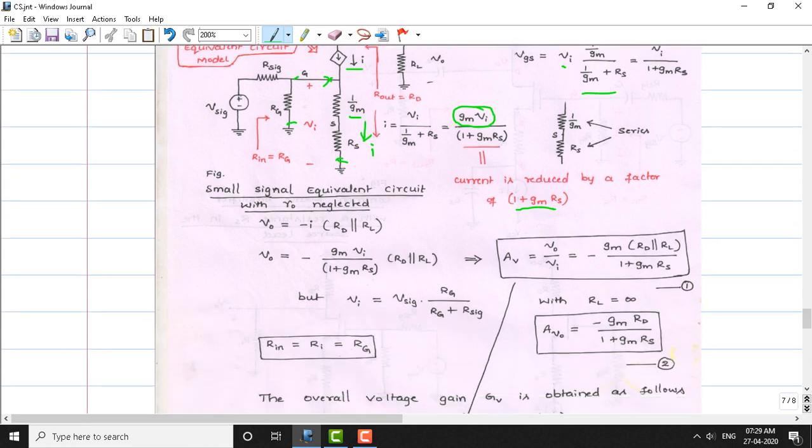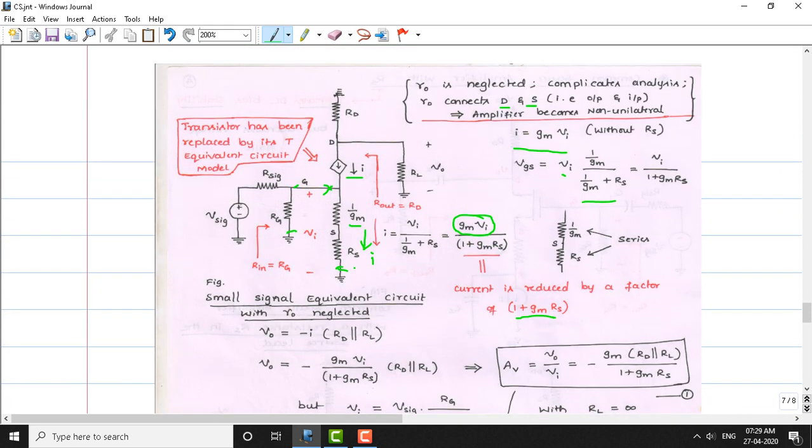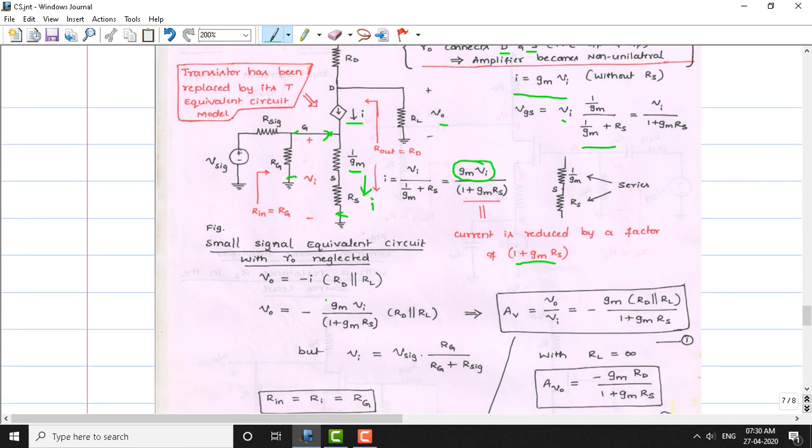Okay, now we will proceed with other derivations. To derive the expression for output voltage, we know that these two resistances can be made into a single resistance since they are in parallel. So the total resistance becomes Rd parallel with RL. Now the output voltage will be equal to minus I, because the current is going from the ground, so minus I times Rd parallel with RL. This is the expression for output voltage, minus I into Rd parallel with RL. We know the expression for I, which we have obtained as Gm times Vi divided by 1 plus Gm into Rs.